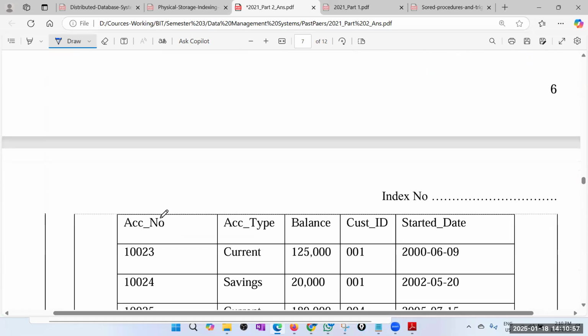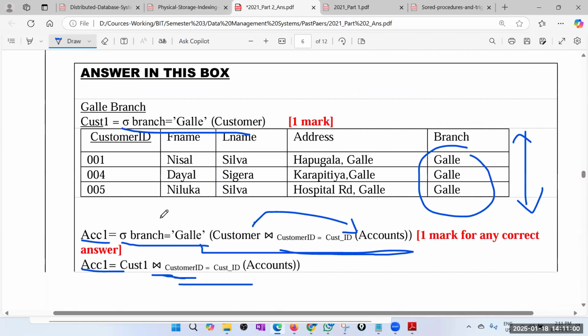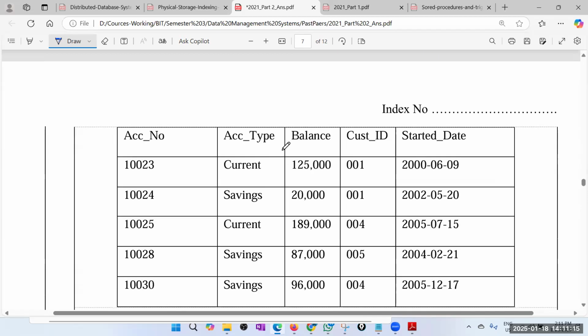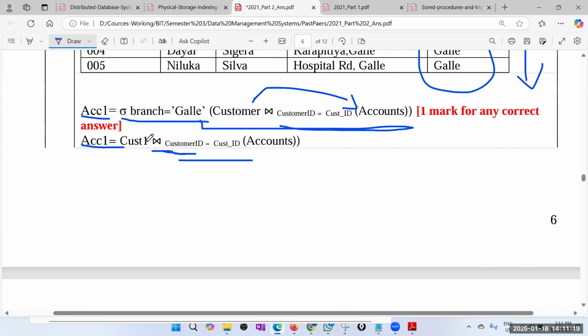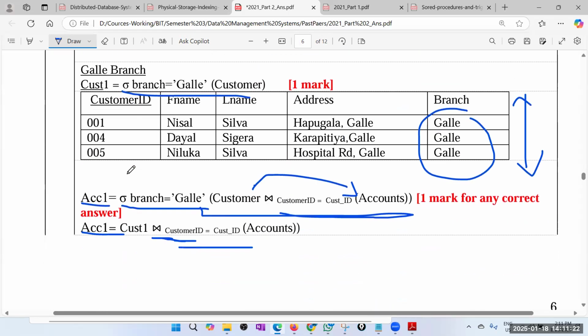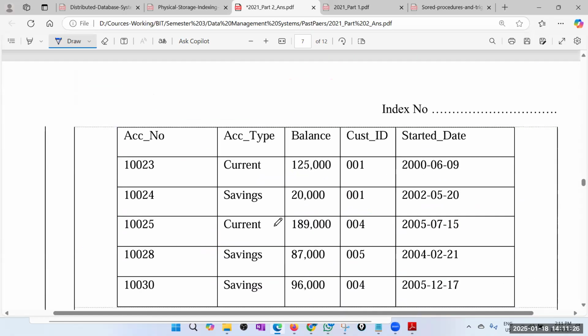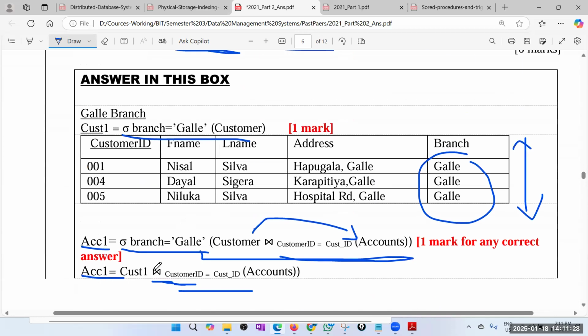So let's look at the second answer. Account number, account type, balance, customer ID, start date. For this there is nothing to join the branch with. Everything is in one place: account number, account type, balance, customer ID, start date. So there is nothing to join for the branch here. Take one shot. If you run this, the result is what you write, looking at this.